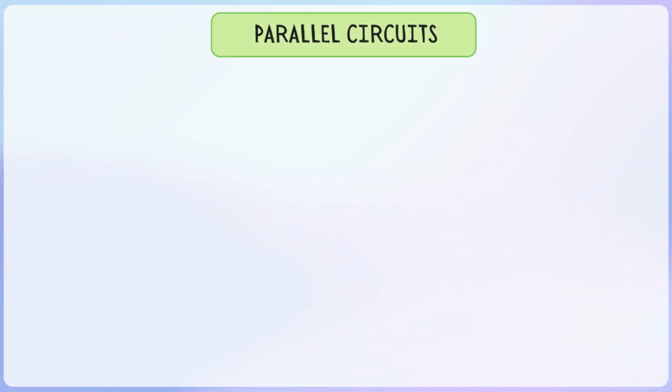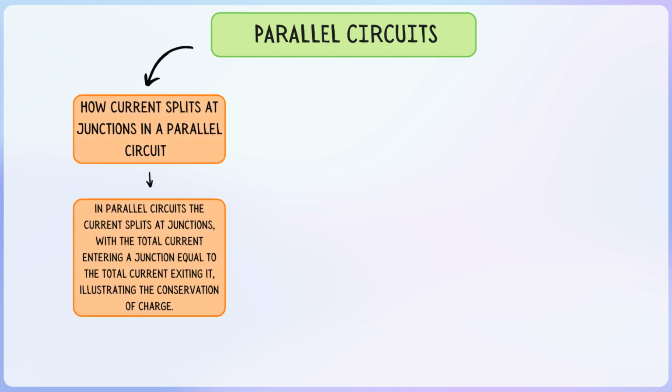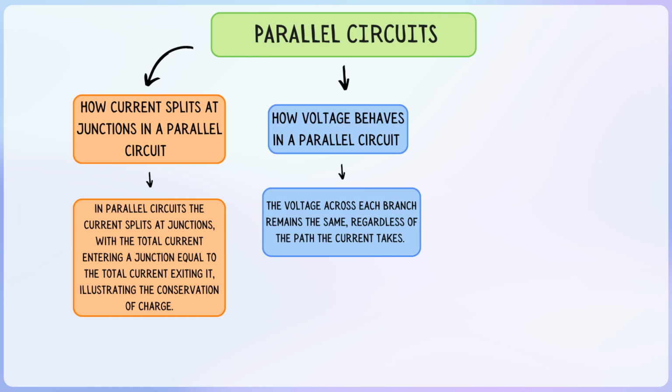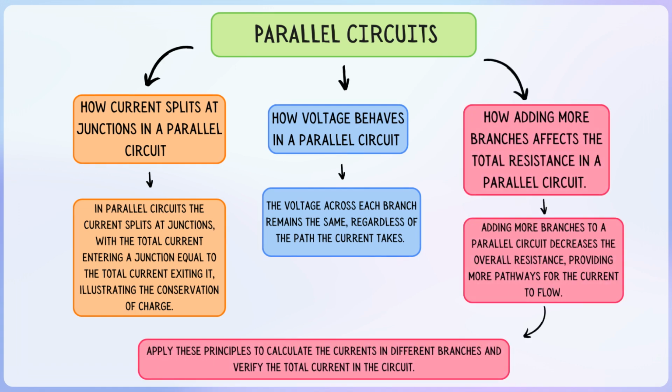In today's lesson, we examined the behavior of current, voltage, and resistance in parallel circuits. We learned that in parallel circuits, the current splits at junctions, with the total current entering a junction equal to the total current exiting it, illustrating the conservation of charge. We discovered that the voltage across each branch remains the same, regardless of the path the current takes. Additionally, we explored how adding more branches to a parallel circuit decreases the overall resistance, providing more pathways for the current to flow. Finally, through an example, we applied these principles to calculate the currents in different branches and verify the total current in the circuit.